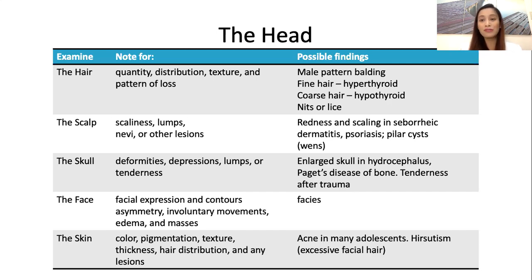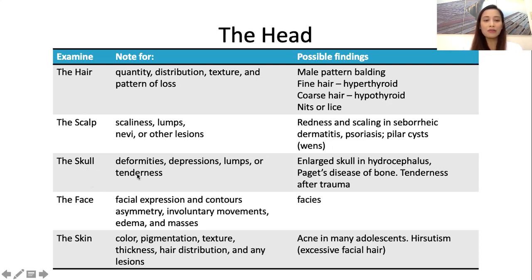You inspect also for the presence of nits or lice, especially in school-age children. Male pattern balding. In the scalp, look for scaliness, lumps, nevi, or other lesions. Sometimes you can have a mass there, or scars. I'll show you some pictures later. There are redness and scaling in seborrheic dermatitis. You can have scaling also with psoriasis.